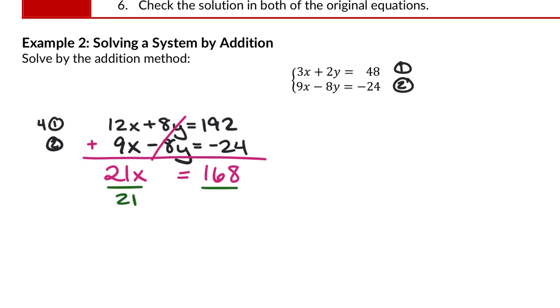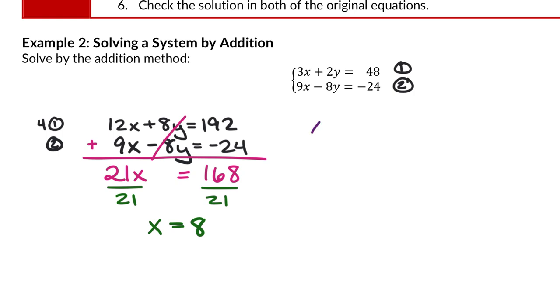Divide by 21, bing, bang, boom, x is equal to 8. Once I have a value for x, I need to back substitute it into either of the two equations so I can solve for the y value. So what I'm going to do, and this is a notation I'm going to use, especially when we go to three variable systems, I think it will be helpful.